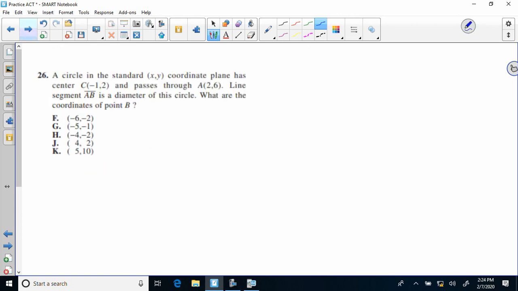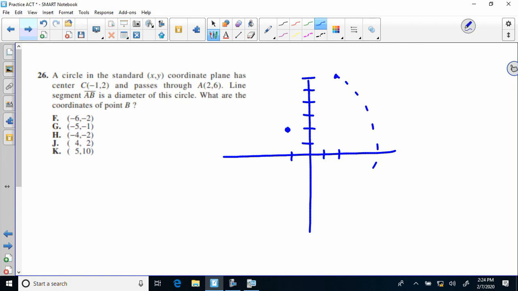Number 26. It says a circle in the standard XY coordinate plane has center of -1, 2. So I'm going to try and draw this a little bit for you, but I'm not an artist, so bear with me. -1, 2, and passes through 2, 6. So up here, this one down here was the center. So if I'm trying to draw this, I'm going to pretend that I can draw a circle around here. Something like that, and this one was the center, is what they're showing you.